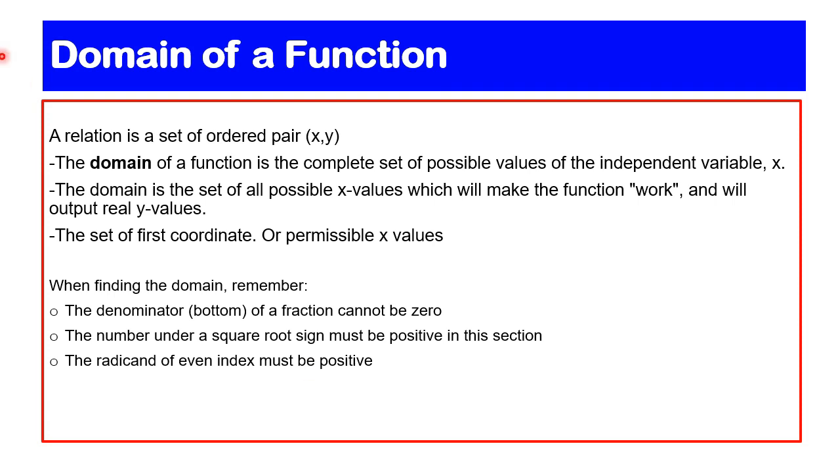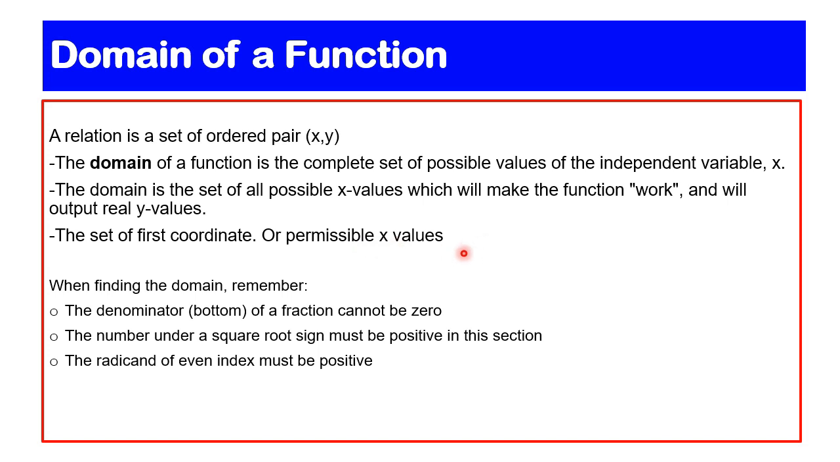Domain of a function. A relation is a set of ordered pairs, x and y. The domain of a function is the complete set of possible values of the independent variable x. That is the first definition of domain. The second definition of domain: the domain is the set of all possible x values which will make the function work and will output real y values. And the last definition, the set of first coordinates or permissible x values.